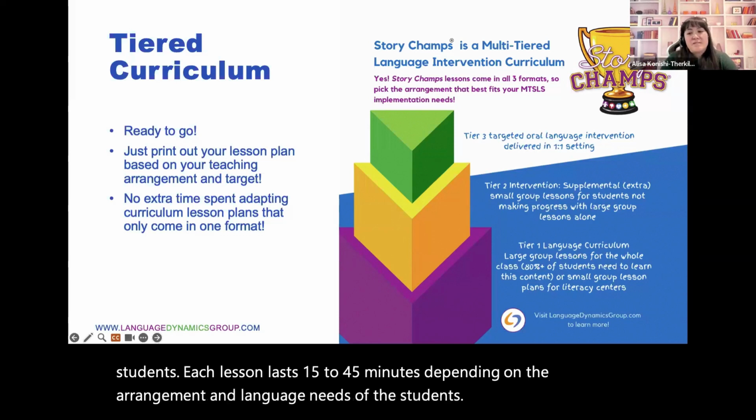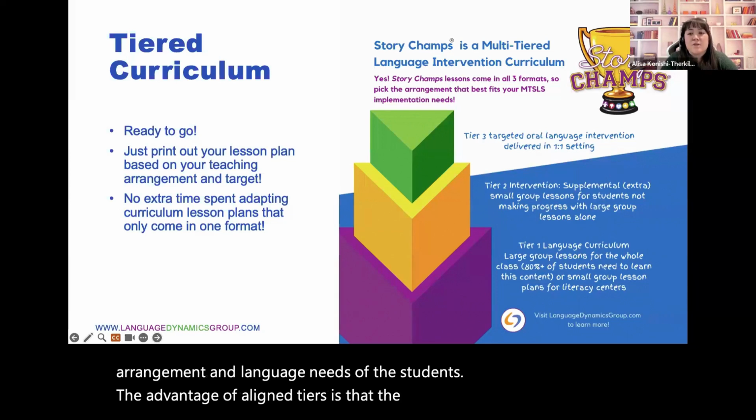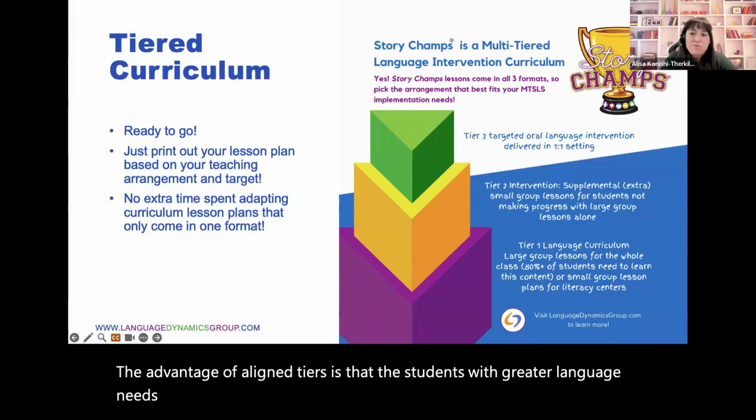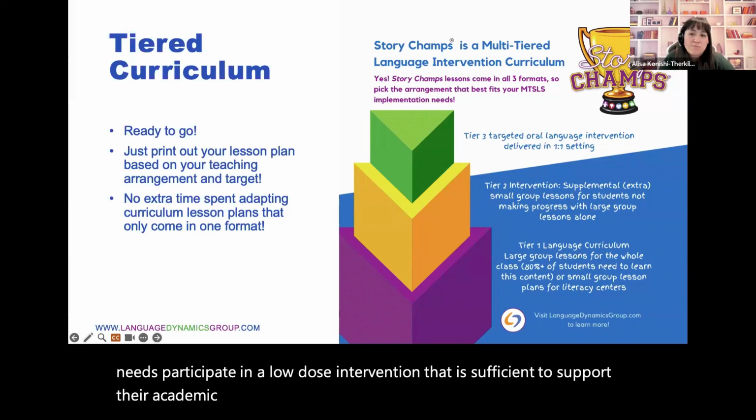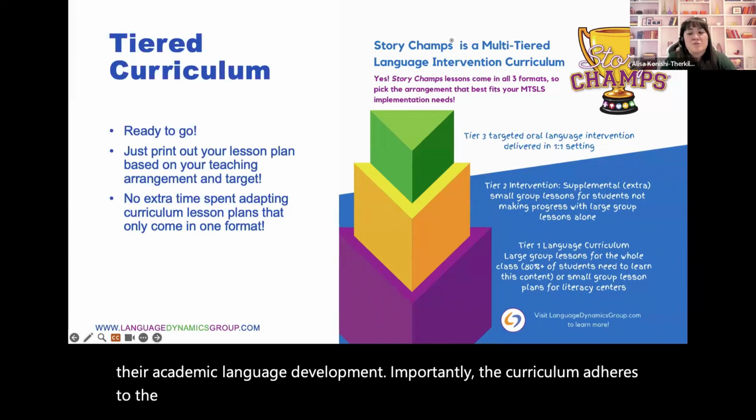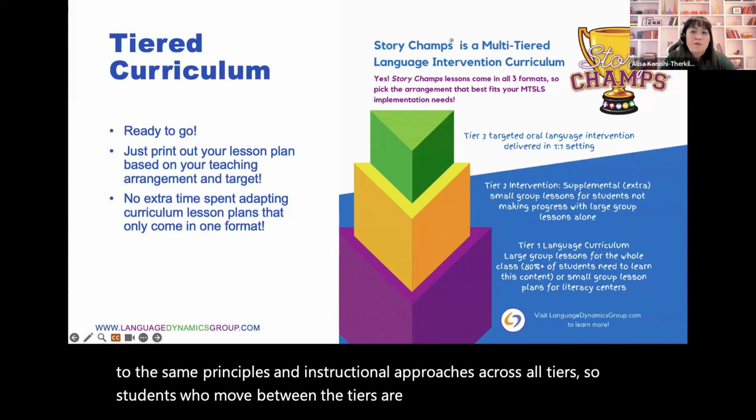The advantage of aligned tiers is that the students with greater language needs receive more intensive intervention, whereas students with fewer needs participate in a low-dose intervention that is sufficient to support their academic language development. Importantly, the curriculum adheres to the same principles and instructional approaches across all tiers. So students who move between the tiers are not confused by conflicting approaches.